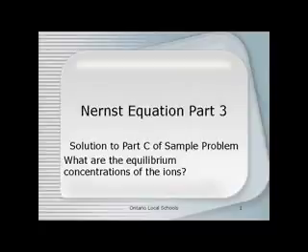Well, the hope is you have watched the video podcasts for the Nernst equation parts 1 and 2, or this part 3 is not going to make a lot of sense to you. This is going to discuss the solution to part C of the sample problem, which asks the question, what are the equilibrium concentrations of the ions? And so that's where we're headed. Welcome.